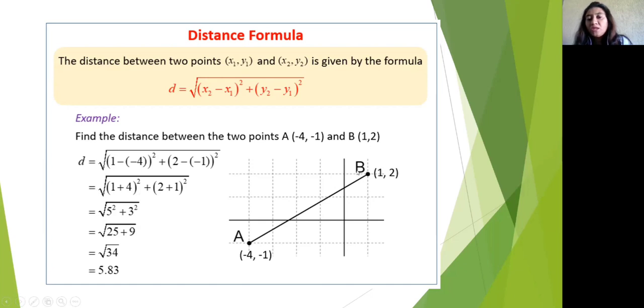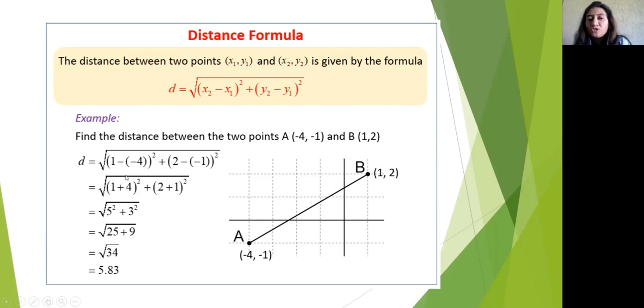Now, here from the grid, we can see B(1, 2). So this is 1 and opposite 2. Here -4 means we will move left 1, 2, 3, 4, and -1 means we have to move down, not up. Now we will use the distance formula. A(-4, -1) means x1 equals -4, y1 equals -1. Here B(1, 2) means x2 equals 1 and y2 equals 2.